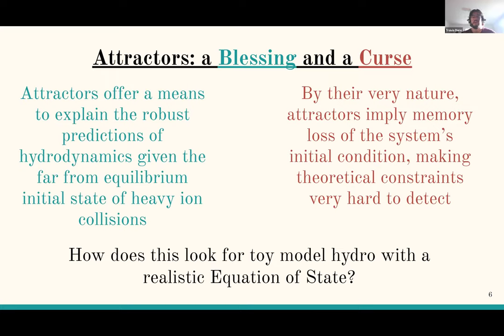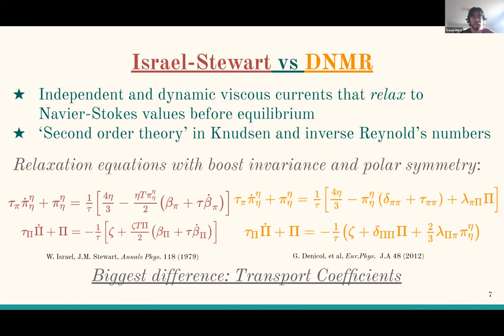So, okay. We might ask the question then, how does this look for a toy model hydro with a realistic equation of state? Because a lot of the work that had been done so far on attractors, to my knowledge, had usually used equations of state that aren't really associated with QCD, right? And usually a toy model, maybe conformal hydro. The goal of this work was really to start pushing that a little bit in the direction of realistic models. So first we'll take a look at the hydro equations we'll be talking about here.